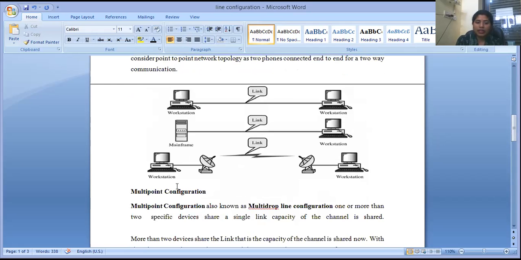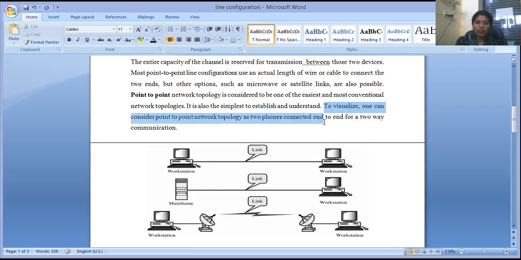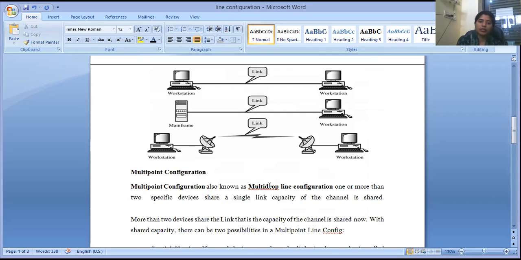Now here you can see there is a workstation, and there are two more devices which are intermediary devices between these two. Then the connection will come from these ones, and the connection is obtained from these ones for this workstation. Clear? So here the link is not established properly. To visualize, one can consider point-to-point network topology as two phones connected end to end for two-way communications, and for two-way communications we are connecting the phones end to end.